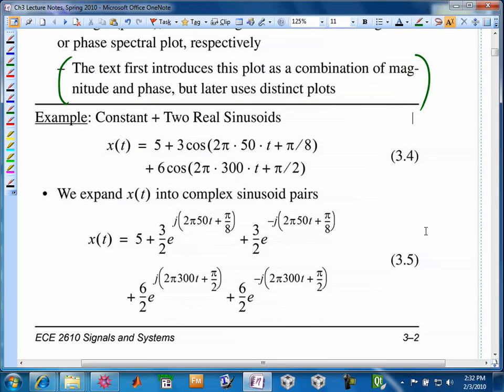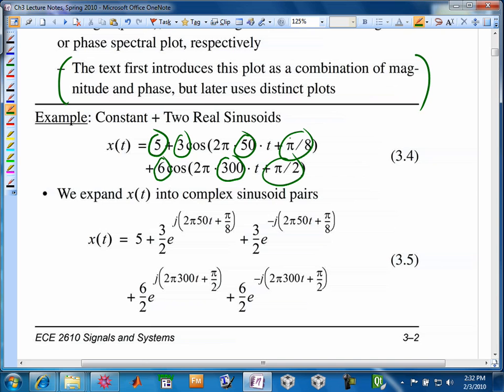So here's an example of how we could construct the spectrum plot for this sum of a constant and two real sinusoids. We look at this representation in 3.4 and we see that we have a constant term of 5, and then we have a cosine term at 50 hertz, and it's got a magnitude of 3 and a phase of pi over 8. And then we have another cosine term at 300 hertz that has a magnitude of 6 and a phase of pi over 2.